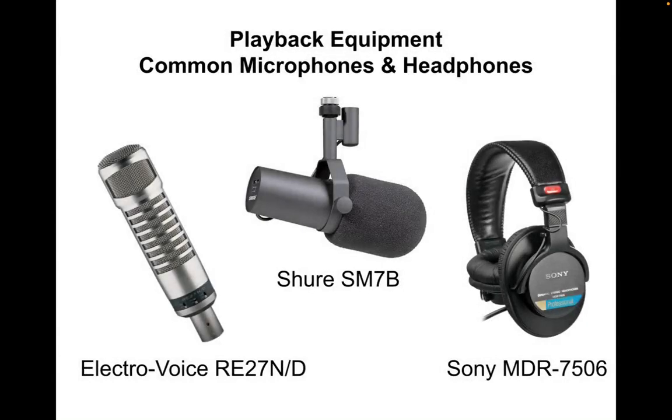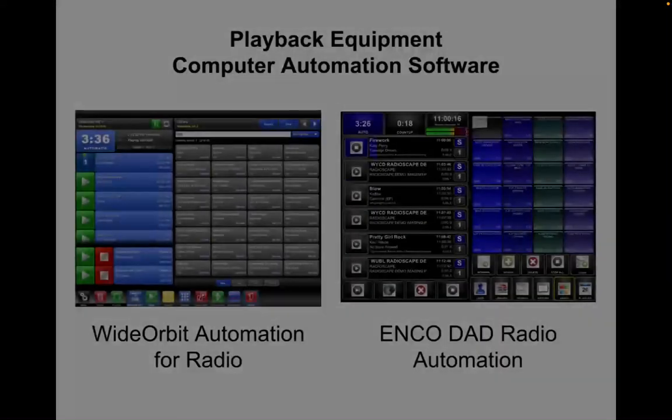Here is a picture of common microphones used in broadcast studios. KANW uses Electro Voice RE27ND microphones in its studios, but you'll also find Shure SM7Bs or maybe even high-end Neumann U87s. Headphones are essential for announcers, and the Sony MDR 7506 model is pretty standard. If you are serious about broadcasting, I recommend investing in a good pair of headphones.